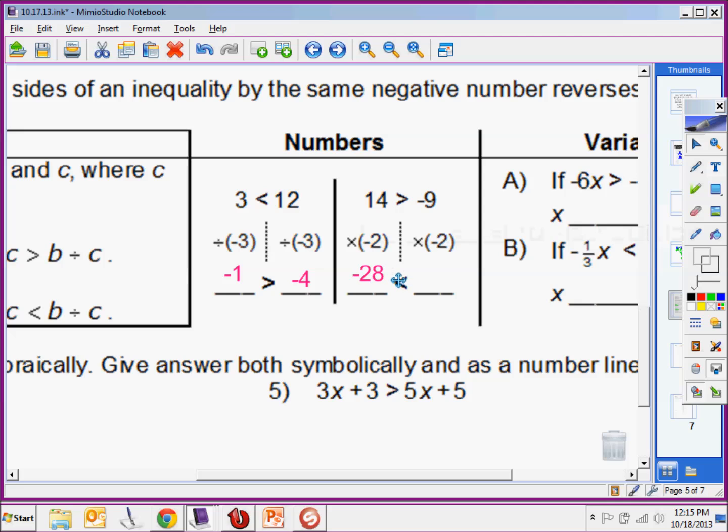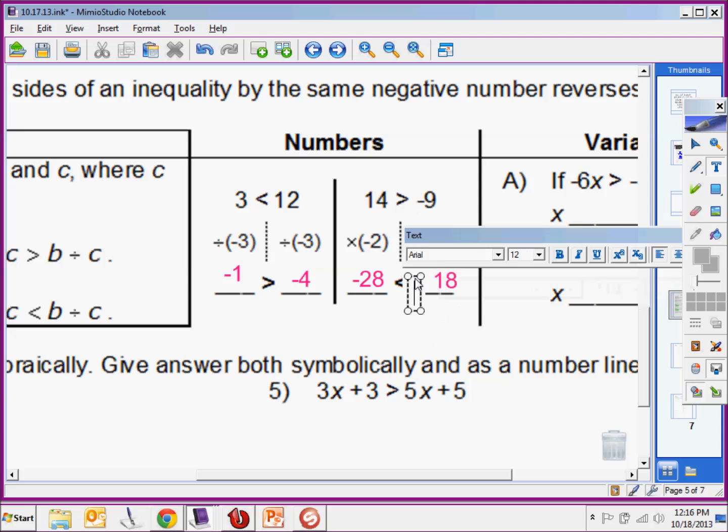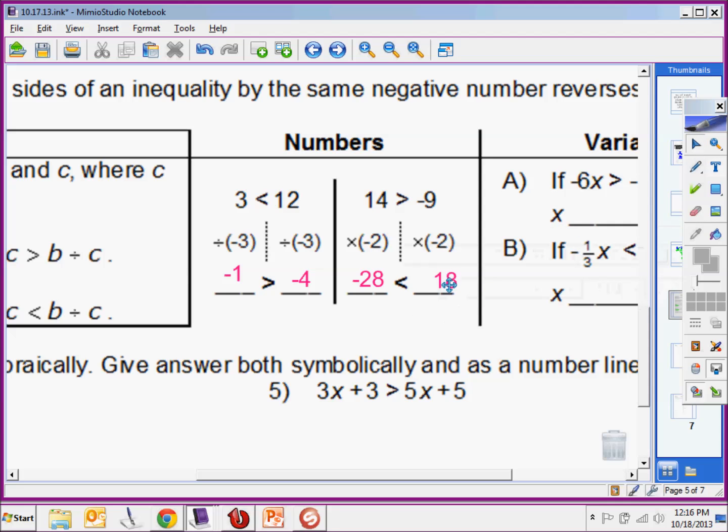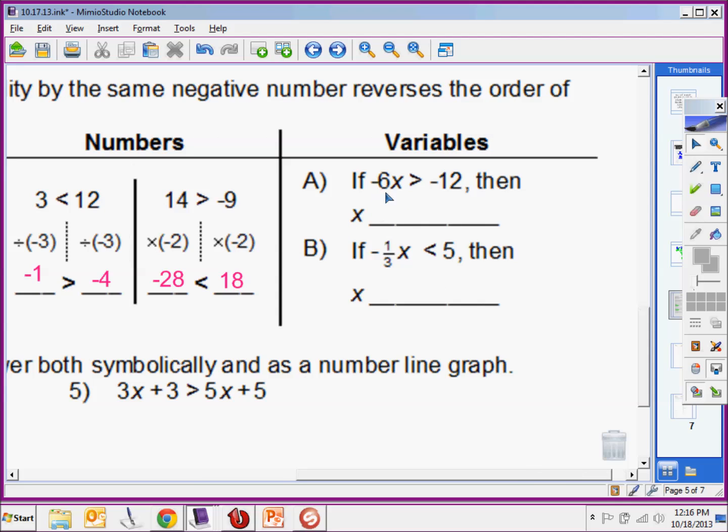Okay, if I have negative 9 times negative 2, what happens? It's 18. What kind of 18? Positive 18, because a negative times a negative is a positive. If I had not switched my signs, would this be a true statement? No, it would not. So you see how negatives affect my inequality. Yes. Awesome.